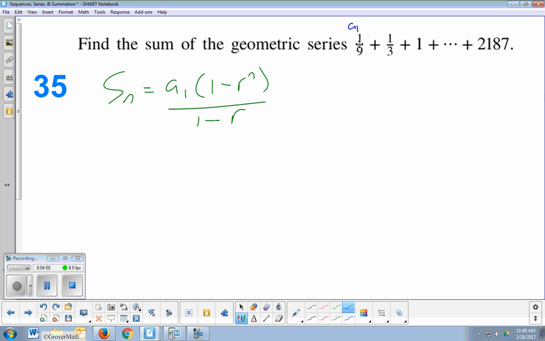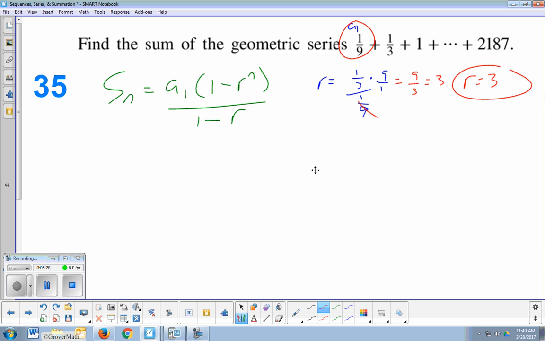I see that, how do I go from a ninth to a third? Well, if I'm not sure, I could do any term divided by the one before it. And when I divide fractions, I can change it to times reciprocals. So times 9 over 1. And what we end up with here is, 1 times 9 is 9, and 1 times 3 is 3, and that simplifies down to 3. So r equals 3. So times 3 times 3 times 3. So r equals 3. A sub 1 is 1/9.